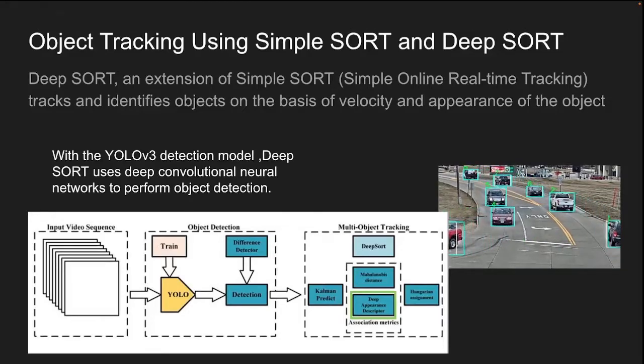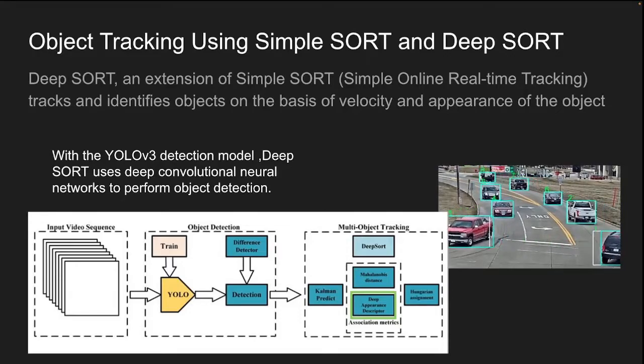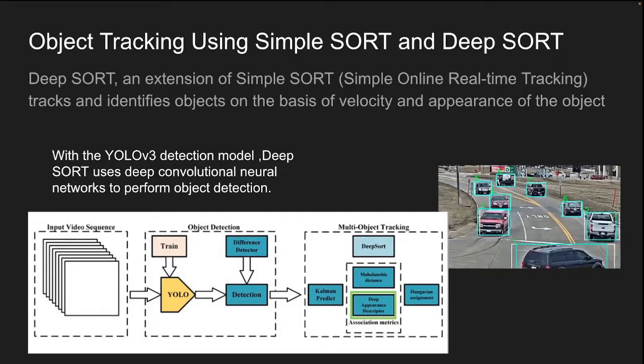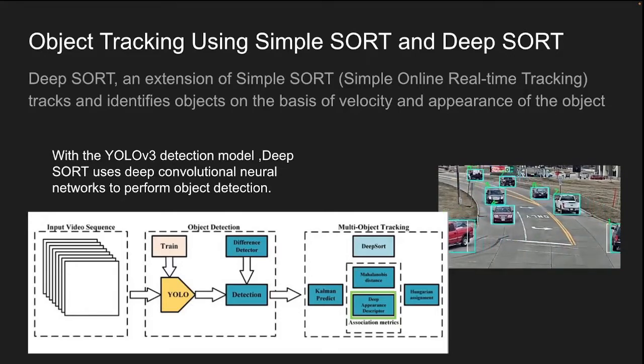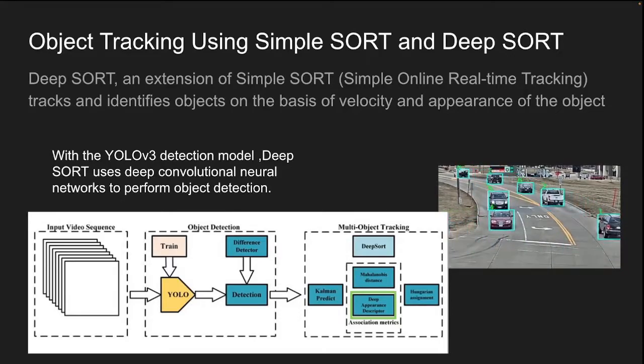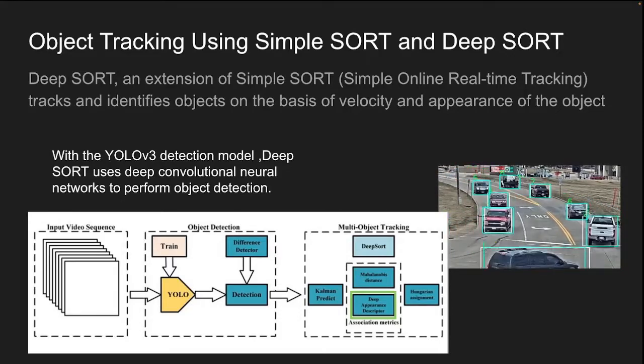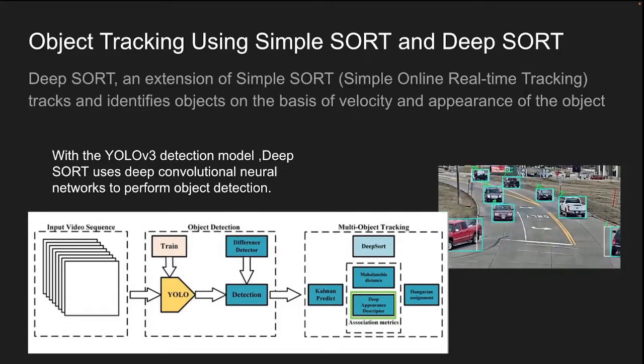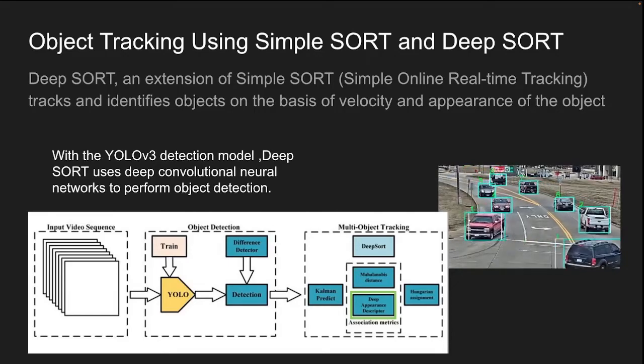So for this part of the project, we'll go over object tracking using SORT as well as Deep SORT. Deep SORT is an extension of SORT, which stands for Simple Online and Realtime Tracking, which tracks and identifies objects on the basis of velocity as well as the appearance of the object. So with the YOLOv3 detection model, Deep SORT uses deep convolutional neural networks to perform object detection.